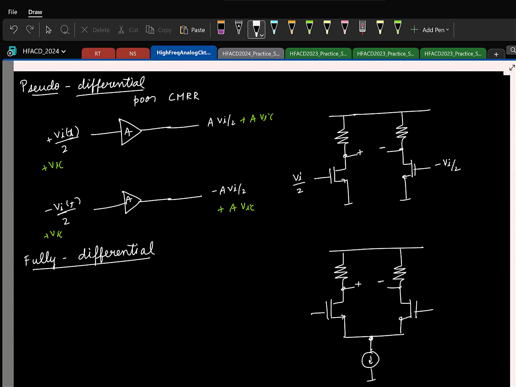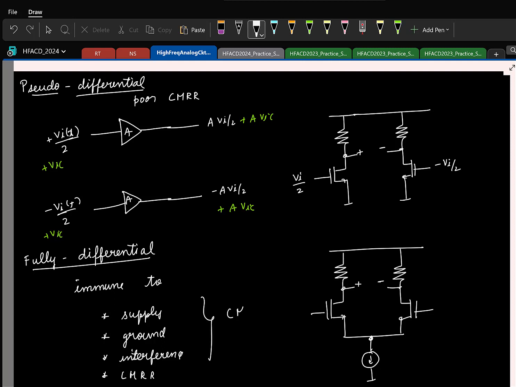So this will have all the advantages of your differential signaling, that is, it is immune to supply changes. It is immune to any disturbances in the ground. Also to interference. And on top of it, it has a good common mode rejection ratio. So any kind of common mode disturbances, this guy is immune to.